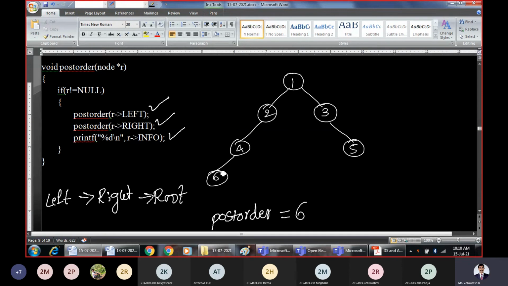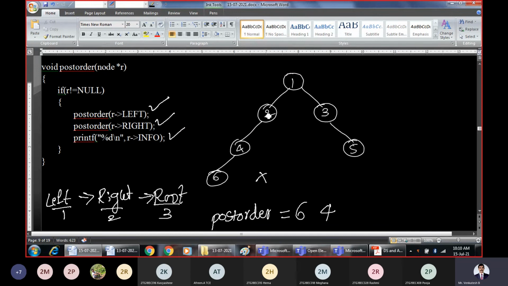Right? Now, after this subtree is processed, go one level up to the node 4. Now, look at the rule. What does the rule say? Left, right, root. For 4, left is over. Now for 4, you have to process right. Right is not there. That means now you have to print the root node. Root comes at the end. Now I have to print the root node 4. Now after processing this tree, we will go one level up.